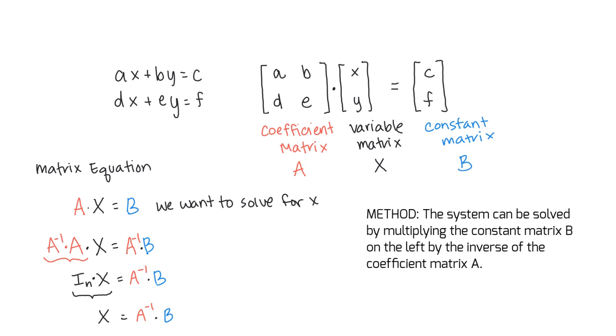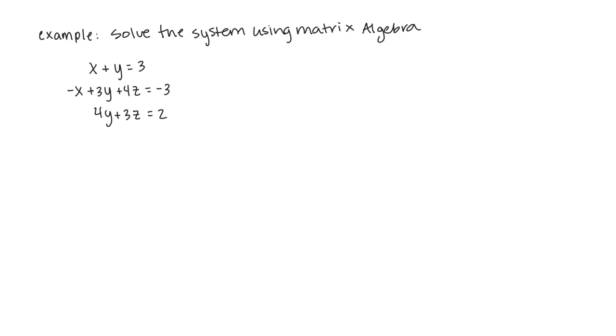So let's go ahead and get a system on the board, and we'll give this method a try. So here we have a system in three variables, x, y, and z. So let's start off with our coefficient matrix, which are going to be all of the coefficients on the variables x, y, and z. So this is going to be a 3x3 matrix. So here's our coefficient matrix. On the previous page, we called that coefficient matrix A.